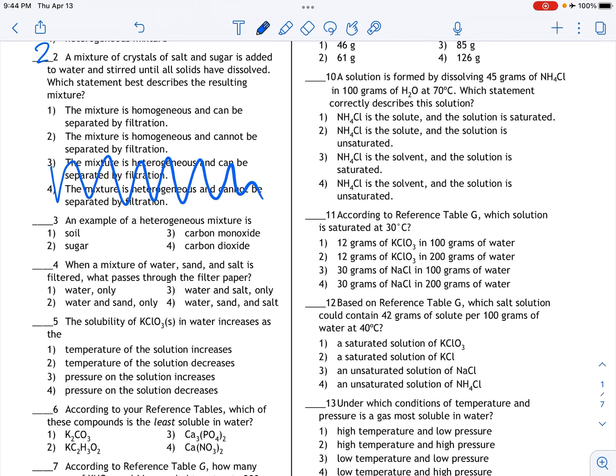An example of a heterogeneous mixture, which is one in which you can see the differences, would be soil. Because sugar is one substance, and so are those, 3 and 4.